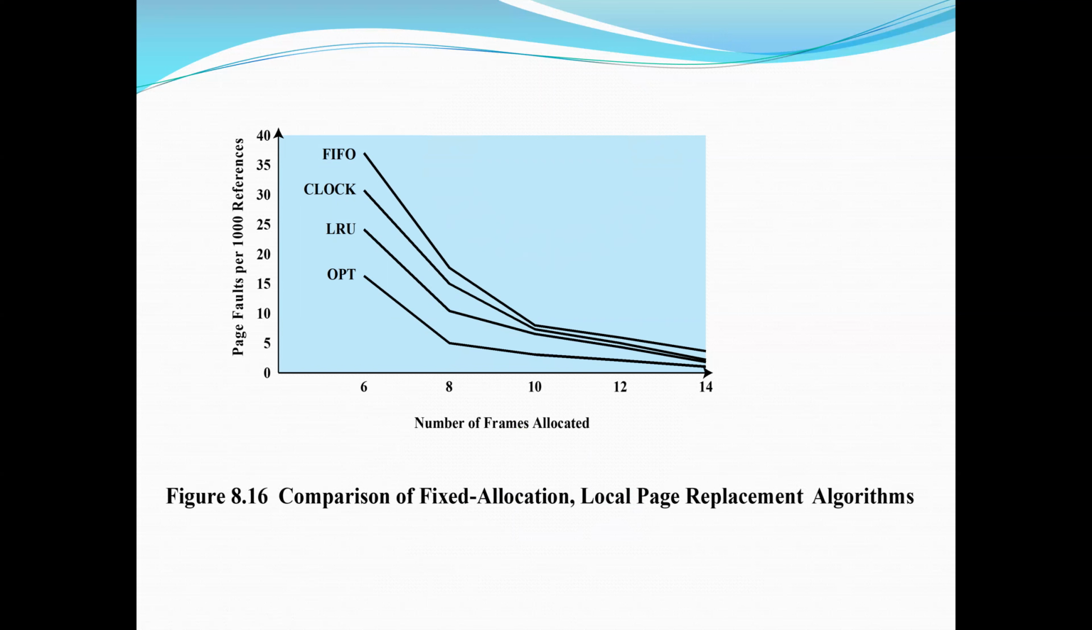And also the results are based on the execution of 0.25 times 10 to the power 6 references in a Fortran program. And here we are using a page size of 256 words. And we can see the performance of each algorithm.